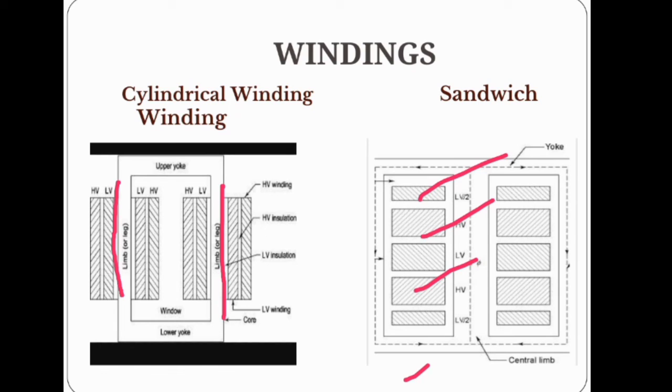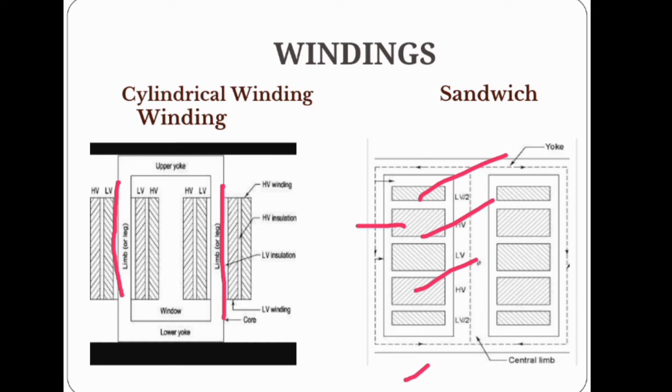Based upon this sandwich winding, we can define another definition, that is the window factor. The window factor is nothing but the height of the window divided by the width of the window. For everything there must be a height and width, so we can define the window factor for this also. So this is all about winding constructions.